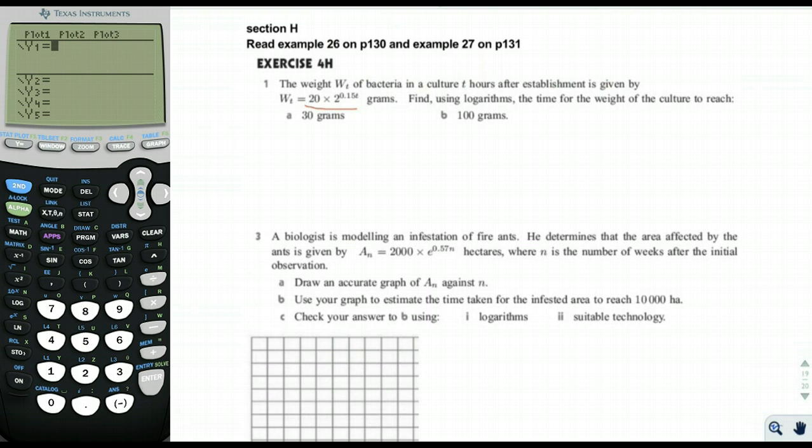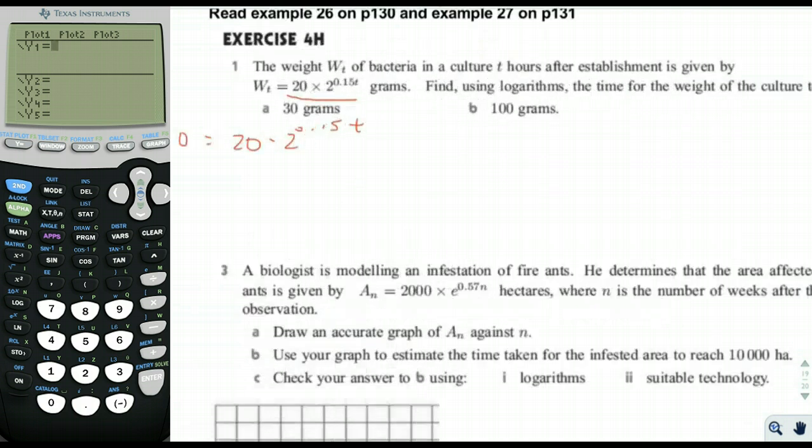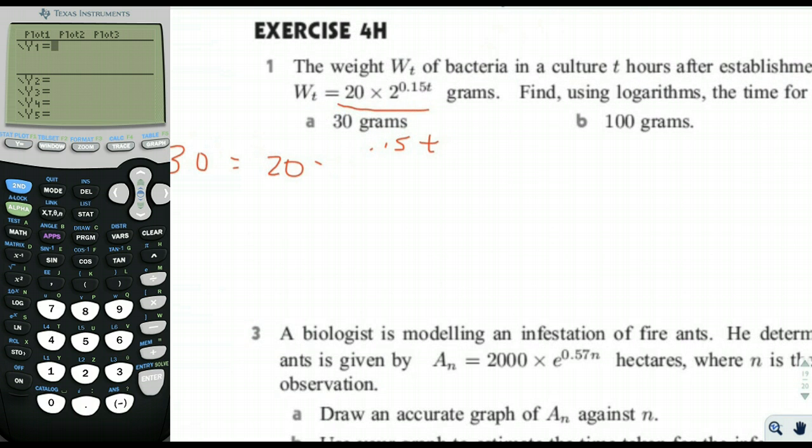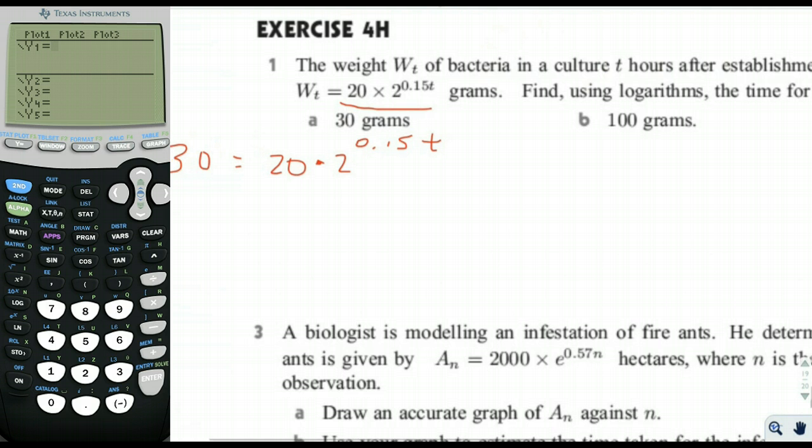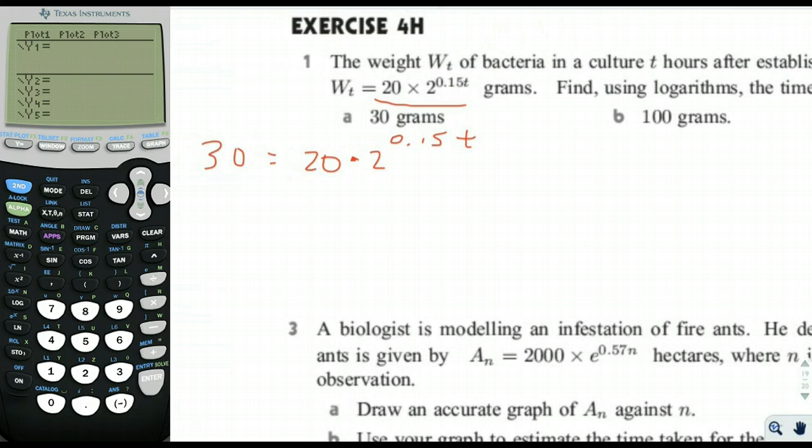So that's basically saying 30 grams is equal to 20 times 2 to the 0.15t. How do we solve that using logs? Well, this is similar to what we were doing a couple problem sets ago. We want to isolate the t, and when we do that, we'll see that eventually you have to use a log. First thing we're going to do is divide both sides by 20, and then you end up with 3 halves is equal to 2 to the 0.15t.